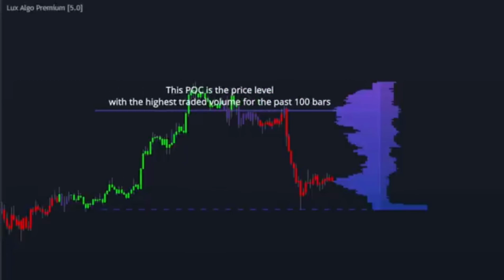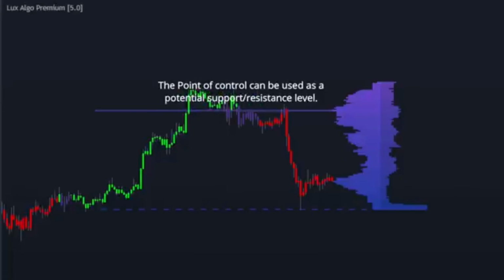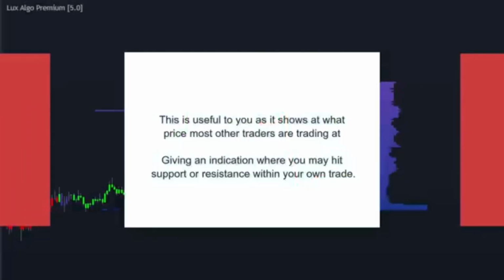The point of control is the price level with the highest traded volume for the past 100 bars. This is where the most trading has been done, where the greatest number of transactions took place, which makes it a very important level. The point of control can be used as a potential support or resistance level. This is useful to you as it shows at what price most other traders are trading at, giving an indication where you may hit support or resistance within your own trade.